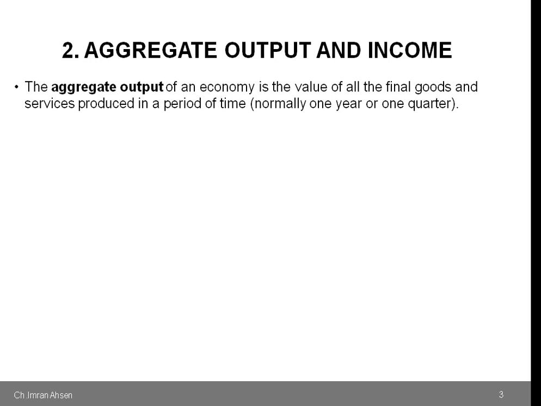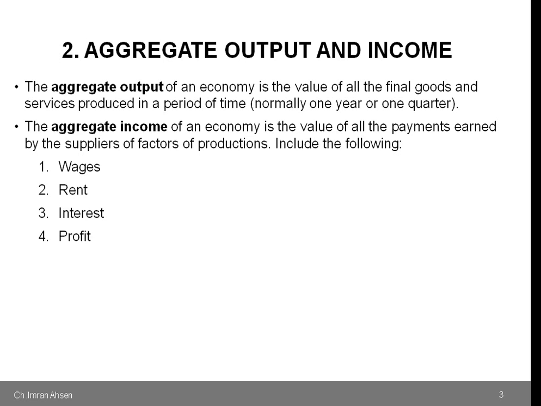Aggregate output and income. Aggregate output of an economy is the value of all final goods and services produced in a period of time. Normally, we count this period as 1 year or 1 quarter. So this is the total output which a nation is producing in 1 year or 1 quarter. That is called aggregate output.